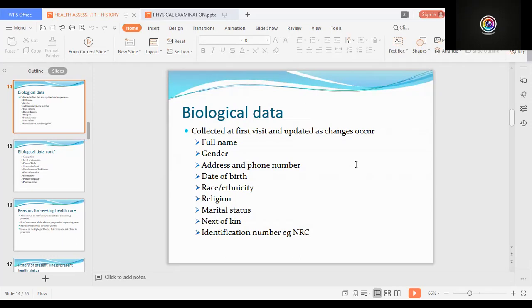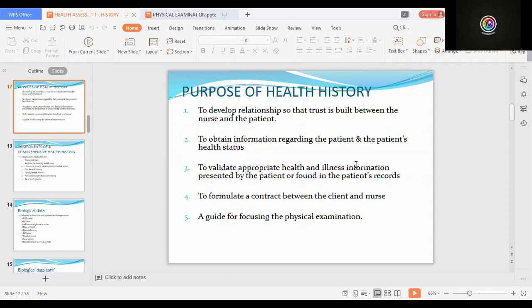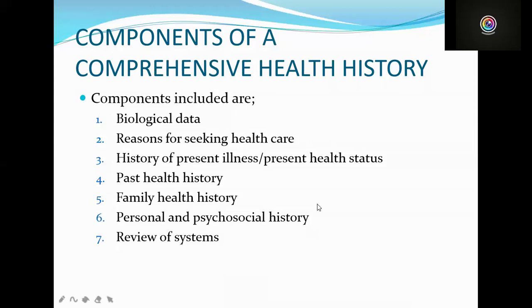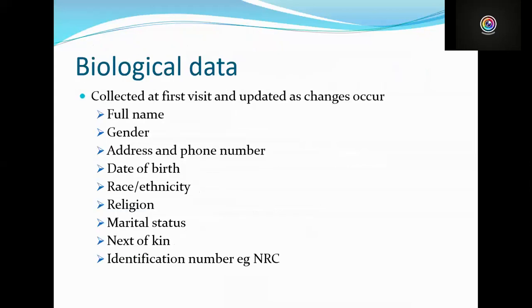conducting health assessment, and then we moved on to start looking at health history, where we defined what health history is, and then we looked at the different types of health history and the purpose of collecting health history, and then we started looking at the components of a comprehensive health history. So now we'll move on and finish off looking at the components of a comprehensive health history.